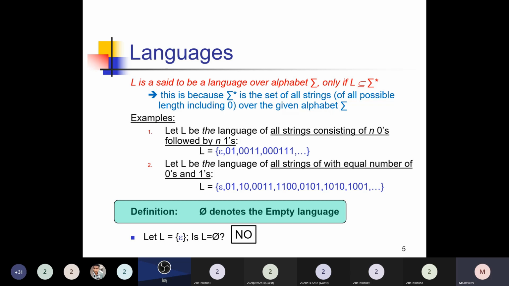But in the second language, no need to follow the sequence. So here, while forming any string, the condition is we should count the number of zeros alone, and then the number of ones alone. The number of zeros should be equal to the number of ones in any string of this particular language. This is the second example of language.